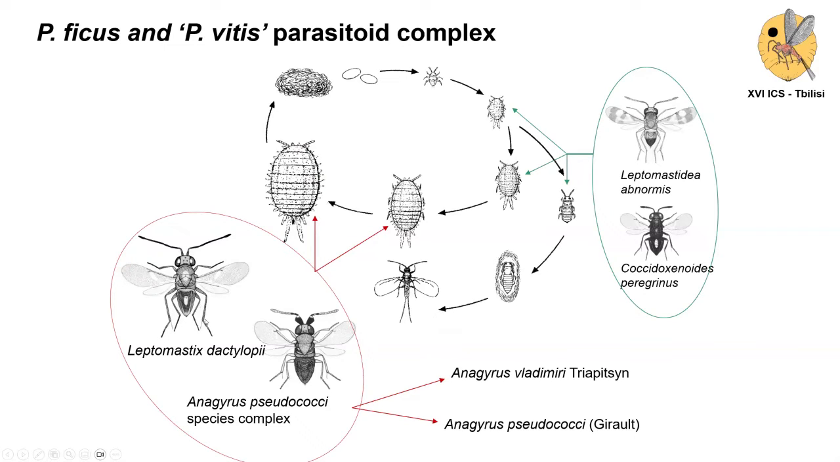We've got this Leptomastix dactylopi and the Anagyrus psittacoxy, or maybe vladimiri, that likes to attack the larger mealybug stages, Leptomastidia abnormis and Coccidoxinoides peregrinus, that like to attack the smaller mealybug stages. And we're throwing this Anagyrus vladimiri into the mix that I got from southern Spain, or southern Italy and Spain, which also tended to attack the small stages as well. Remember, I talked about the differences in mealybug.